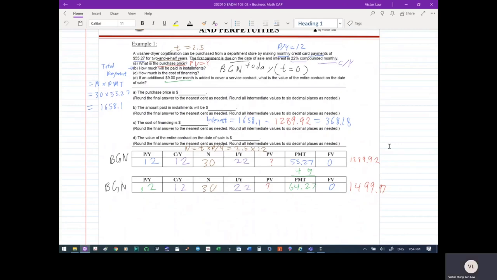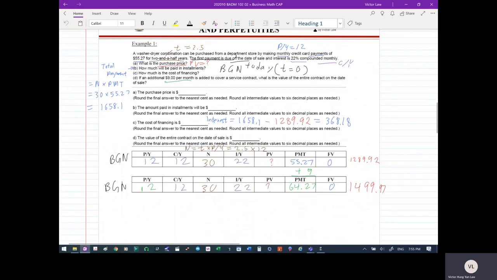So example 1, we have a washer-dryer combination that can be purchased from a department store by making monthly credit card payments of $55.27 for 2.5 years. The first payment is due on the date of sales and interest is 22% compounded monthly. Part A, what is the purchase price? So in part A, what we're looking for is the present value. So that's why we have the question mark for the present value.